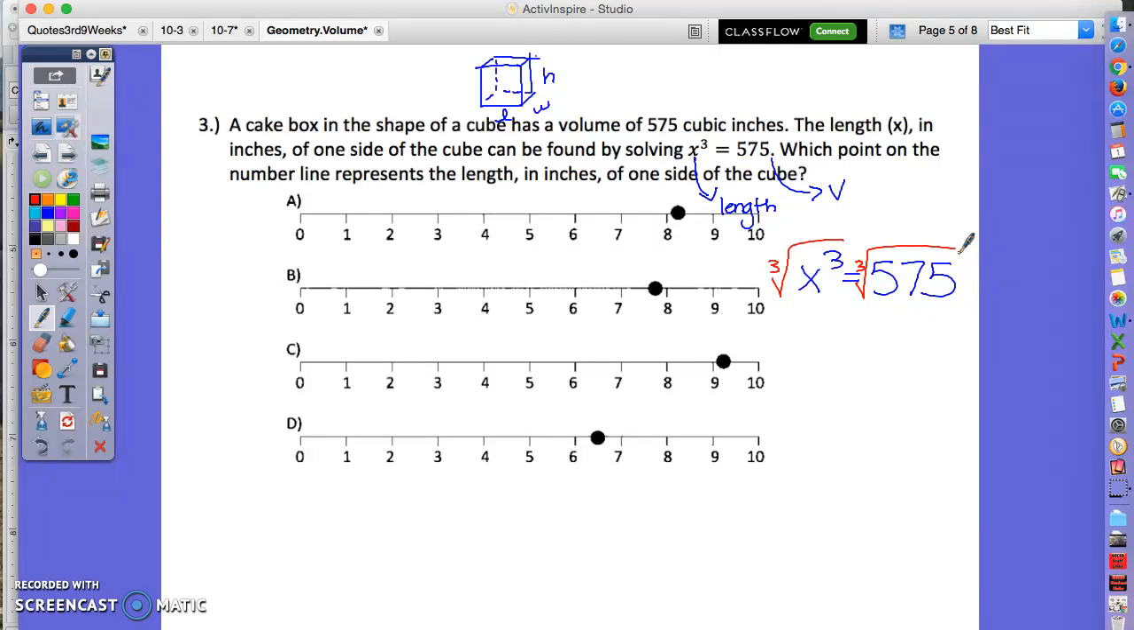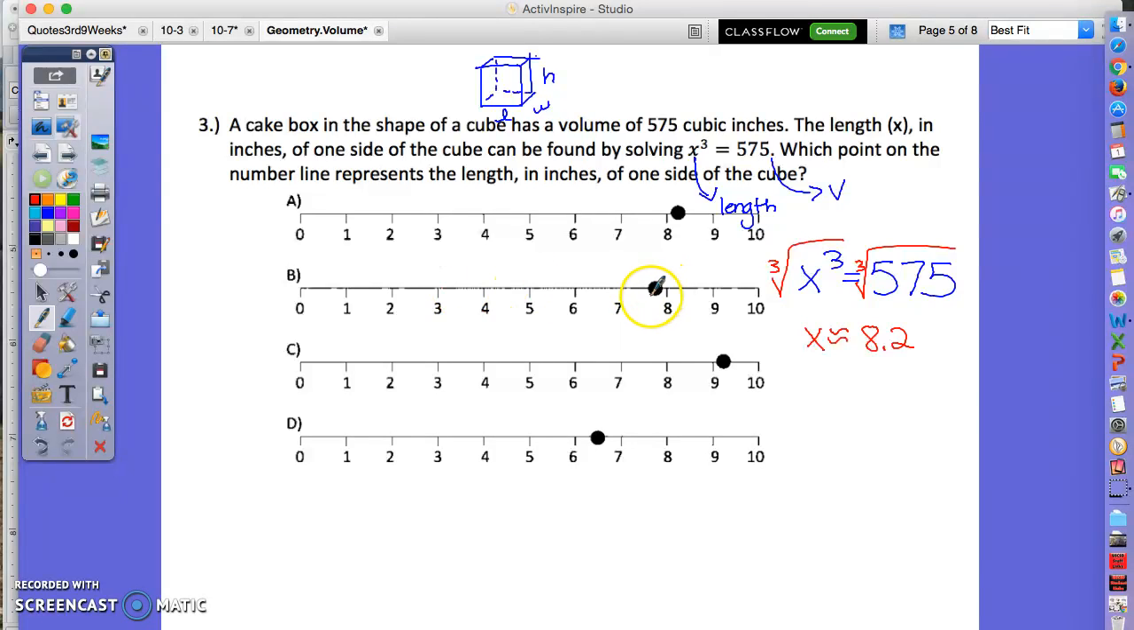So the cube root of both sides, cube root of 575 is going to come out to be about 8.2. Use your calculator for that. Now, which one of these number lines represents about 8.2? Well, a little bit more than 8, but not more than 9, right?